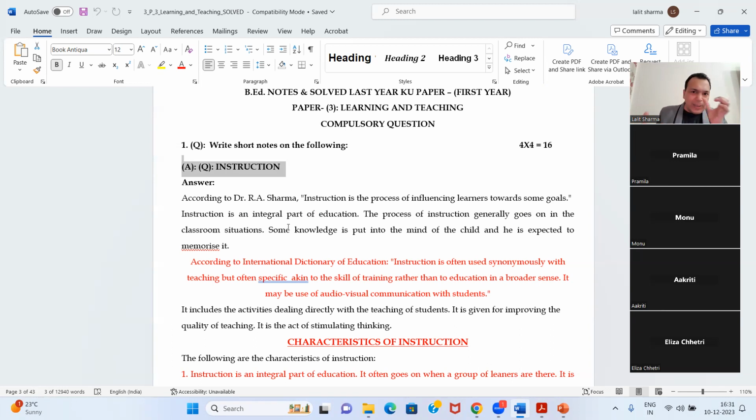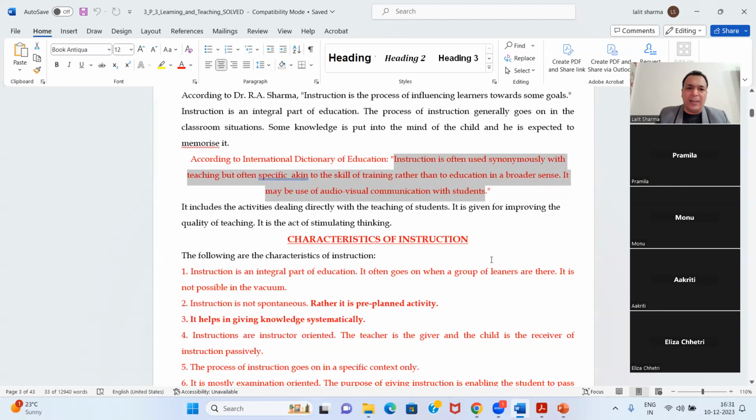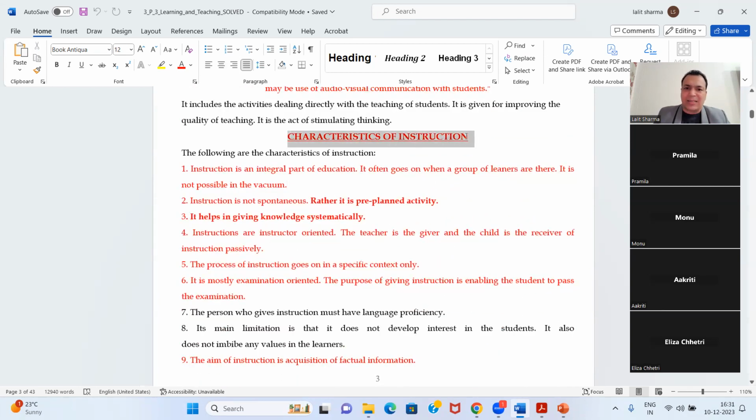Education is a long activity, a continuous process. It is a comprehensive term. Instruction is only a part of education. Side by side we see the answer, where it is written that instruction is often used synonymously with teaching. But instruction is not exactly teaching. It is often akin to the skill of training rather than to education in a broad sense. We study the characteristics of instruction, then we can differentiate instruction from education.